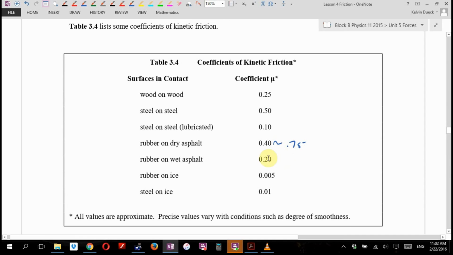Rubber on wet asphalt, the point is when you're driving in the rain, your force of friction, your ability to stop and corner, goes down by half. It has nothing to do with your skill level. It's just physics. Slow down. In the rain, slow down. Rubber on ice, steel on ice. These values are approximate, but just to give you an idea of what's a really big mu and what's a small mu.